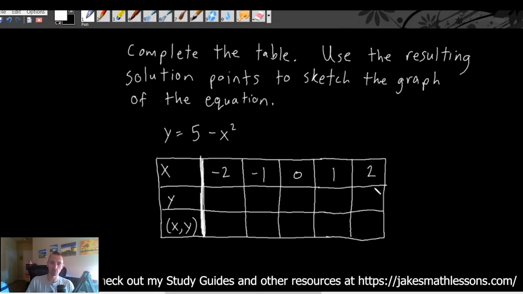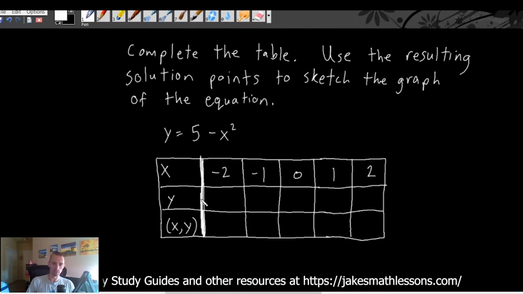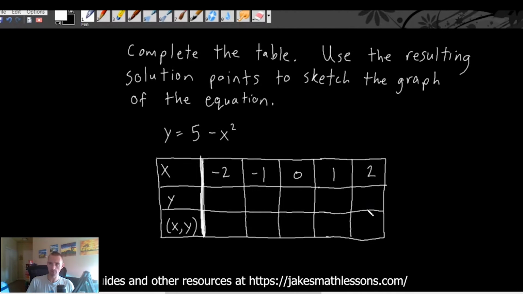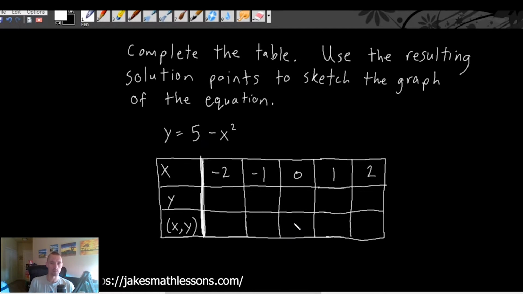Basically, we just have these different x values. We need to fill in the y value that corresponds with that based on the equation that we're given here. And then we need to rewrite them as xy pairs, which we're going to graph. So first of all, what we need to do is figure out the y value that corresponds with each of these x values based on this equation.